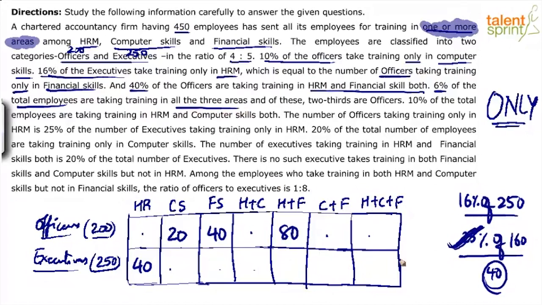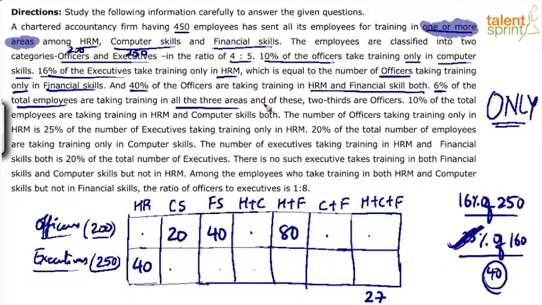All three areas. What are all three areas? This. How many? 6% of 450, like I told you, is 27. Now why did I write 27 here? Because I know that sum of these two is 27. How much is in each cell is not known to us as of now, but total 6% of the employees are in all the three. So 27 employees are working in all the three departments, all the three trainings here.